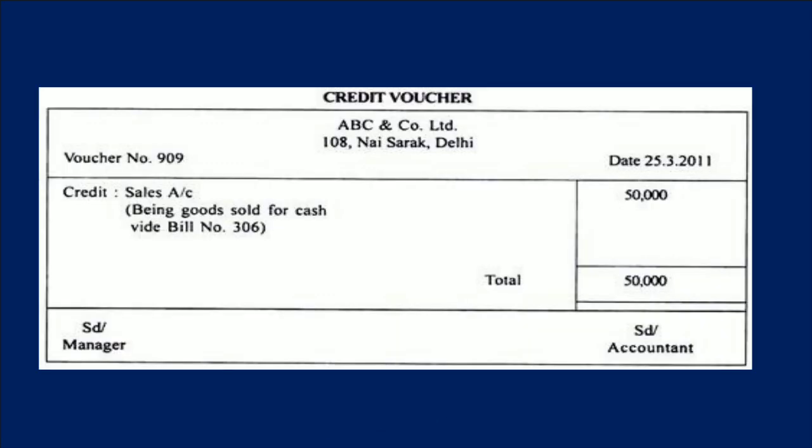Then we have a format of the credit voucher that you can see. In the credit voucher, on the very top we have to write credit voucher. If that is a debit voucher, then we have to write debit voucher. Then here we have to write the name of the company on whose behalf we are going to prepare that credit voucher. Then we have voucher number, then date, and all the details are there.